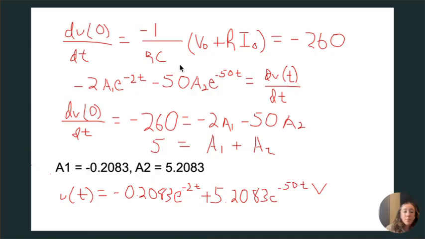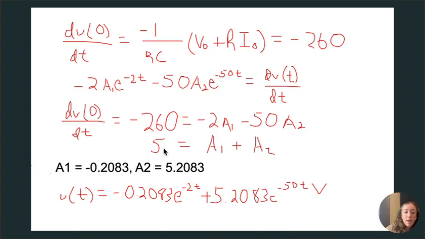So since e to the 0 is 1, we get negative 260 equals negative 2a1 minus 50a2. The negative 2 and negative 50 are coming out front as it's just a simple e to the t derivative. That coefficient from the exponent is brought out front.